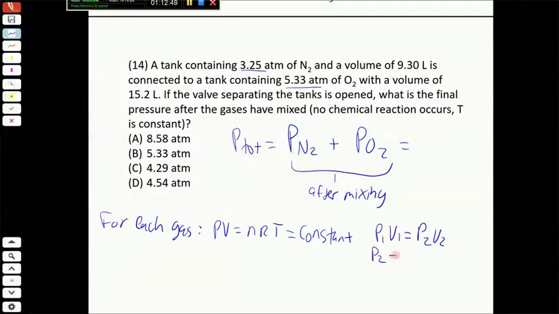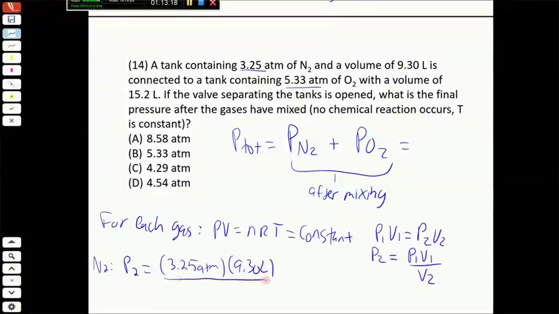So the final pressure for each gas is going to be its initial pressure times its initial volume divided by the final volume that the two gases occupy. We're going to do that for both gases. That's going to give us their partial pressures. Then we add them together at the end. So for N2, its final pressure: we had initially 3.25 atmospheres in a volume of 9.3 liters.